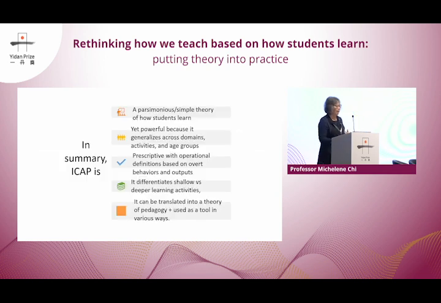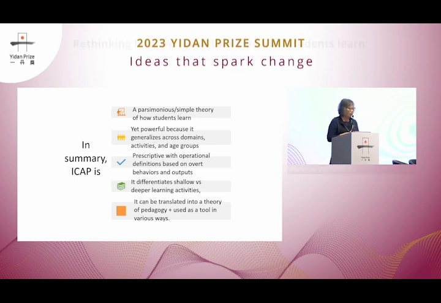So in summary, ICAP is a parsimonious and simple theory of how students learn. It's yet powerful because it generalizes across domains, activities, and age groups. It's prescriptive with operational definitions based on overt behaviors and outputs that teachers can see, and it differentiates shallow versus deeper learning activities. And finally, it can be translated into a theory of pedagogy and used as a tool in various other ways. Thank you.